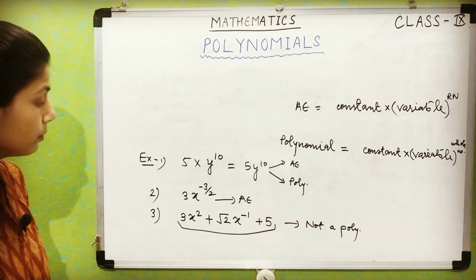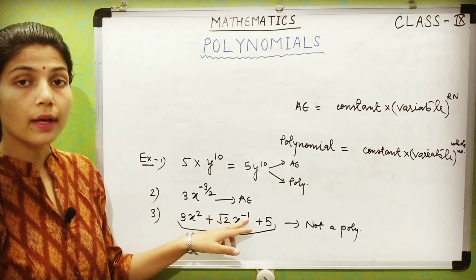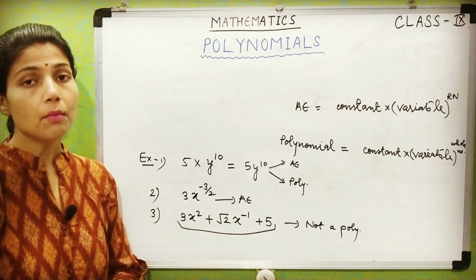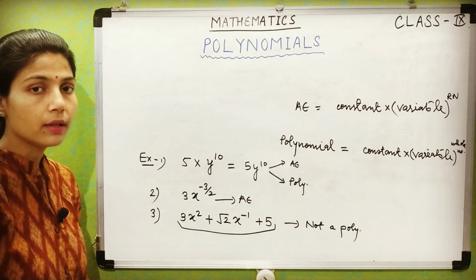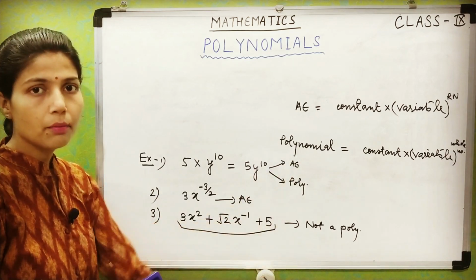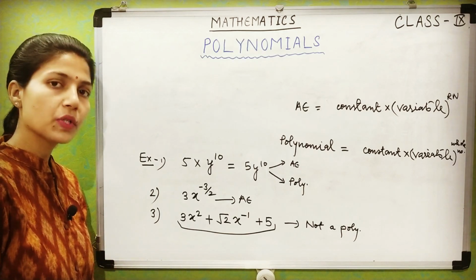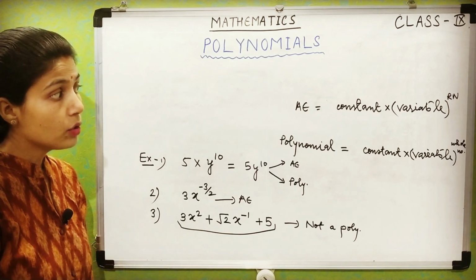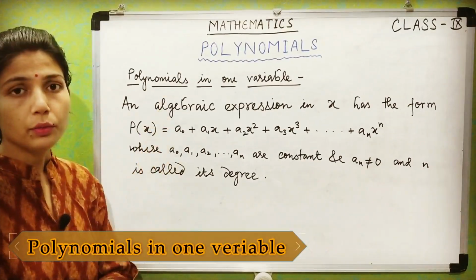Okay, why? Because this term contains a variable raised to a power that is a rational number, not a whole number. That is why it's not a polynomial. All the polynomials are algebraic expressions, but not all algebraic expressions are polynomials. सारे polynomial तो algebraic expression हो सकते हैं, लेकिन अगर हम ये कहें कि सारे algebraic expression polynomial हों, it's not necessary. So some may be polynomials in one variable.